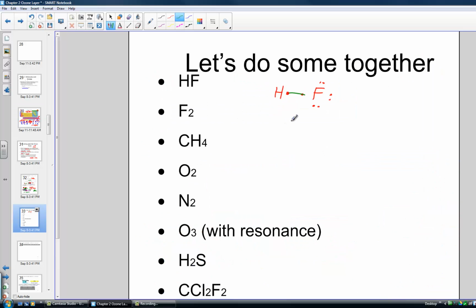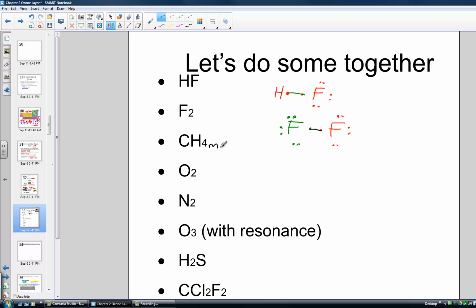How about 2 fluorines? Well, again, this is pretty predictable. 1, 2, 3, 4, 5, 6, 7 on this fluorine atom. A neighboring fluorine could have 1, 2, 3, 4, 5, 6, 7. And when we draw a line between them, we've drawn a single covalent bond.